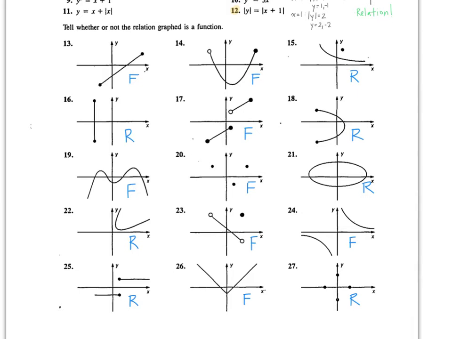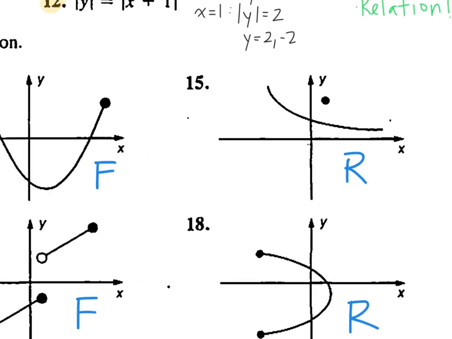Okay, so here's what I got. F represents it's a function, and R simply represents that it's just a relation. It is not a function. It does not pass the vertical line test. So what I'm going to do is quickly go through and explain why some of them that I feel might be questionable to you are a function or not a function. So the first one I think might be confusing is 15.